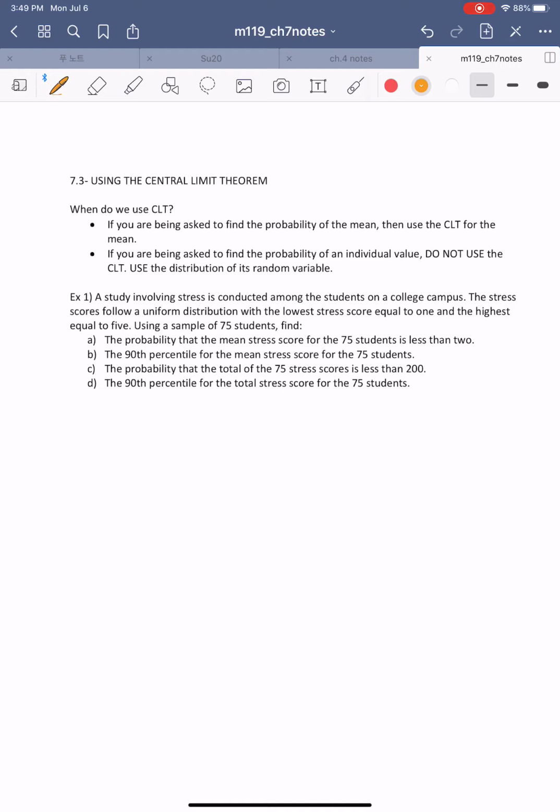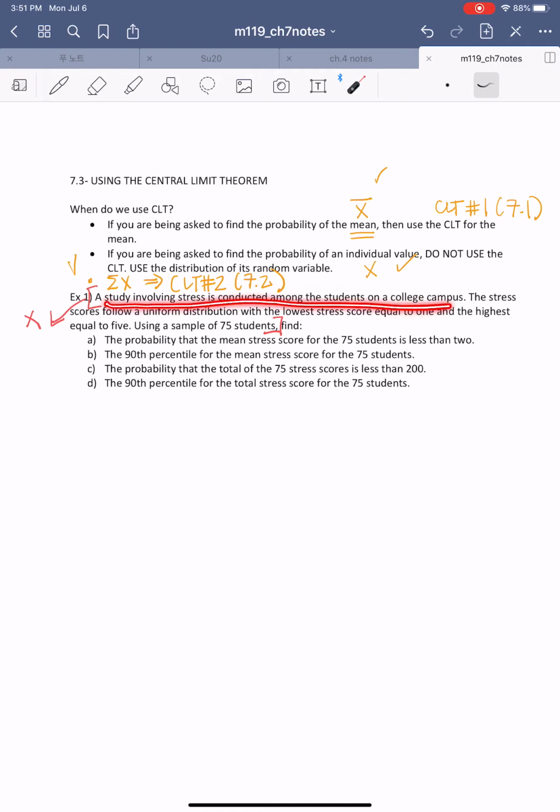Example 1. A study involving stress is conducted among the students on a college campus. The stress score follows a uniform distribution with the lowest stress score equal to 1 and highest equal to 5. Using a sample of 75 students, find. Now, just reading off this description, this is all the information about the X. How do I know that? You can read through one more time. I don't see the word mean or total. Okay, so this is all information about X.